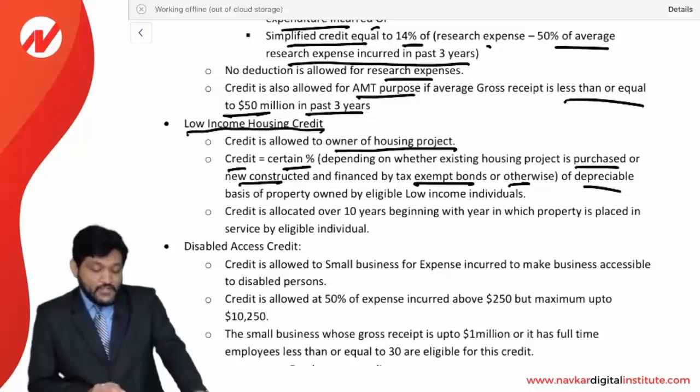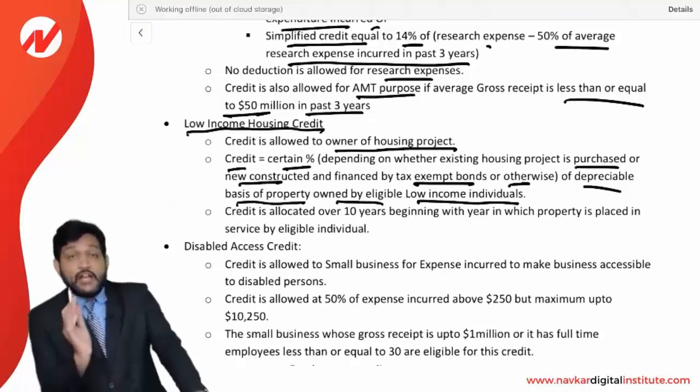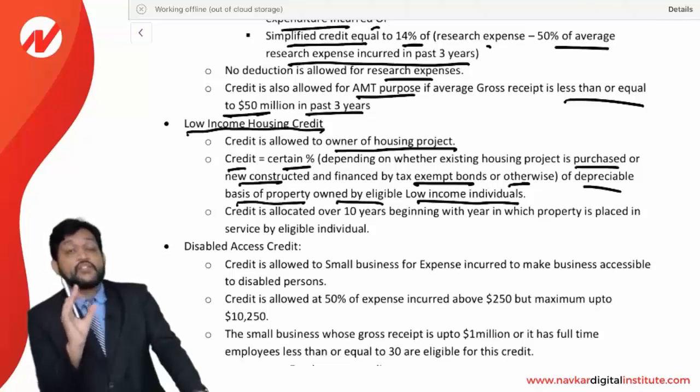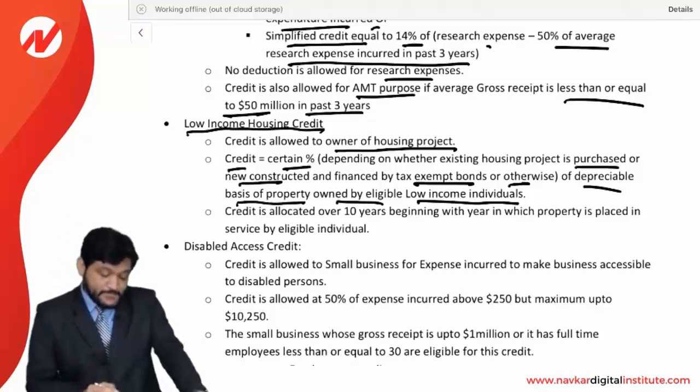It is a percentage of the depreciable basis of the property owned by an eligible low income individual. Look at this. In a housing project, how many houses have been sold to low income individuals? Whatever house is being sold to the low income individuals, on that you will get a credit. That's the first condition to be applied.